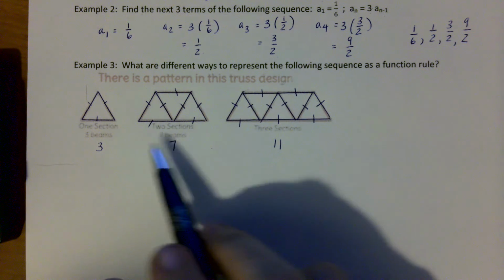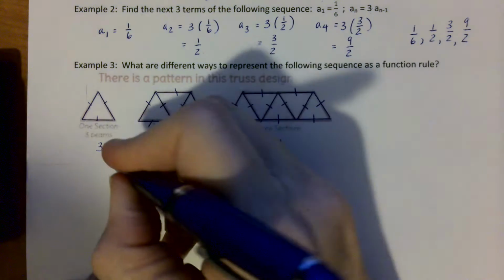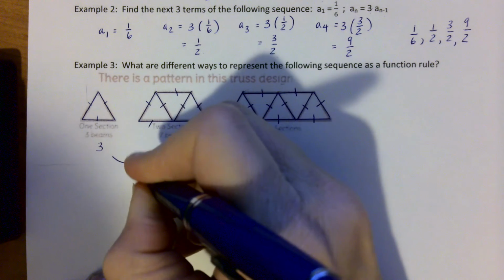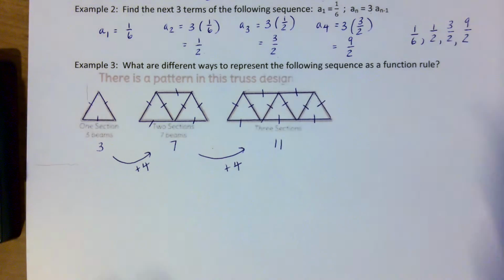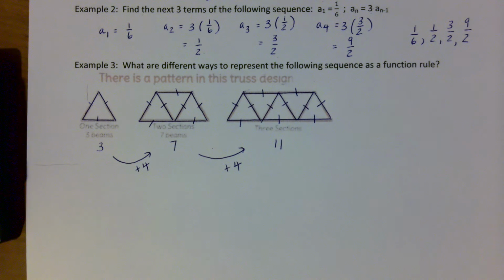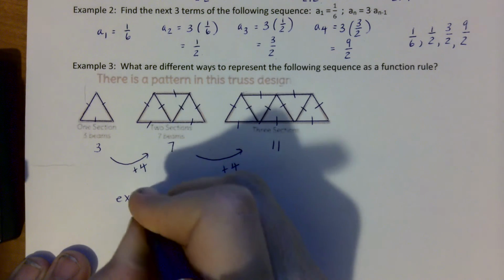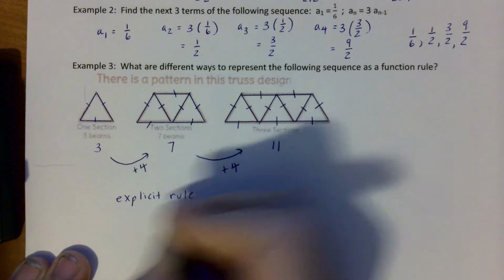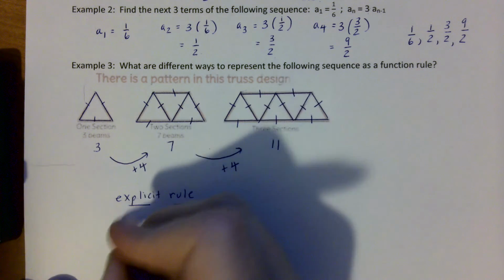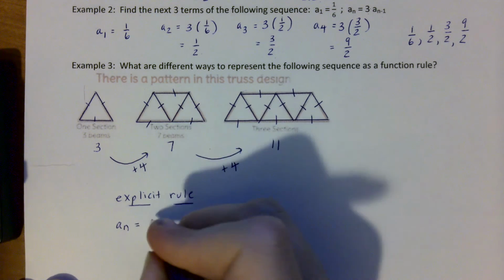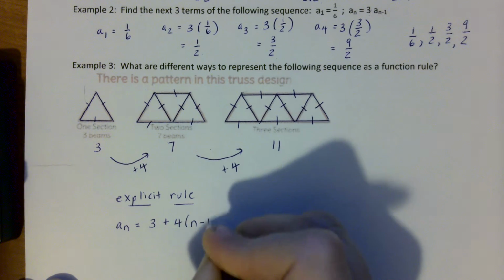So when we take a look at these numbers, we realize this is an arithmetic sequence. And to get to the next number, we are going to add 4 each time. So what are the different ways we can represent the following sequence as a function rule? Well, the first one would be an explicit rule for this arithmetic sequence. We need our first term and we need our common difference. And to find any term, we would have our first term plus our common difference times n minus 1.